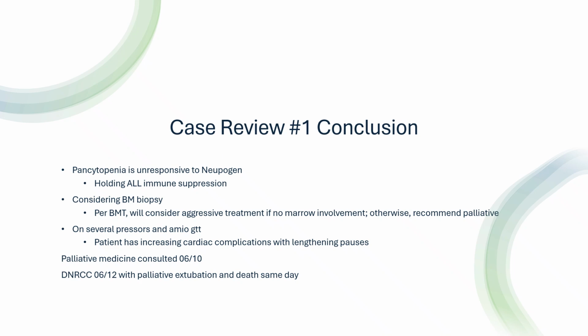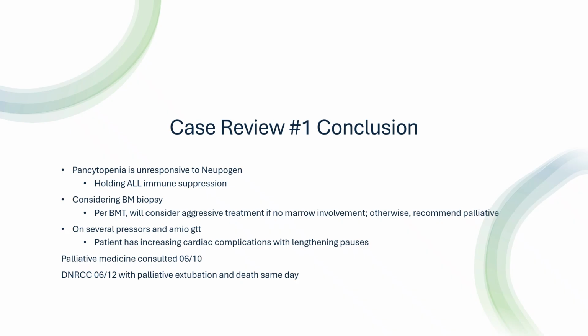Her pancytopenia was unresponsive to Neupogen, as I mentioned before, but that's not surprising. So in her situation, we decided to hold all of her immune suppression. We did consider a bone marrow biopsy, and we involved our bone marrow transplant, or stem cell, colleagues to ask their opinion, because that's usually who helps in these situations. They said that they would consider aggressive treatment if no marrow involvement. Otherwise, they would just recommend palliative care at this time.